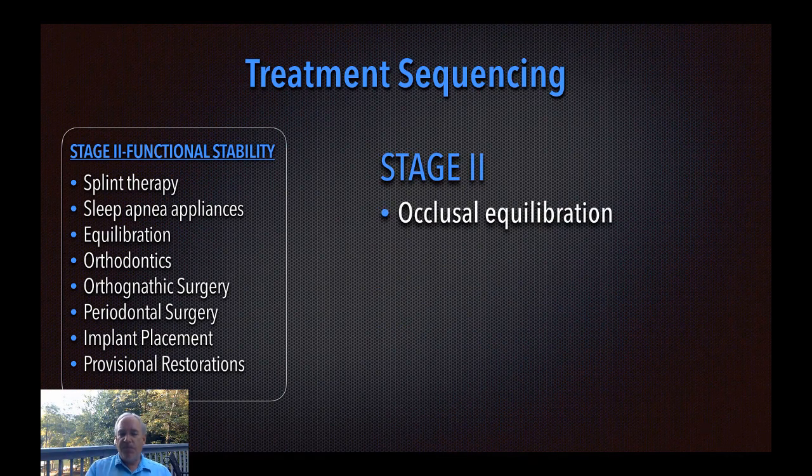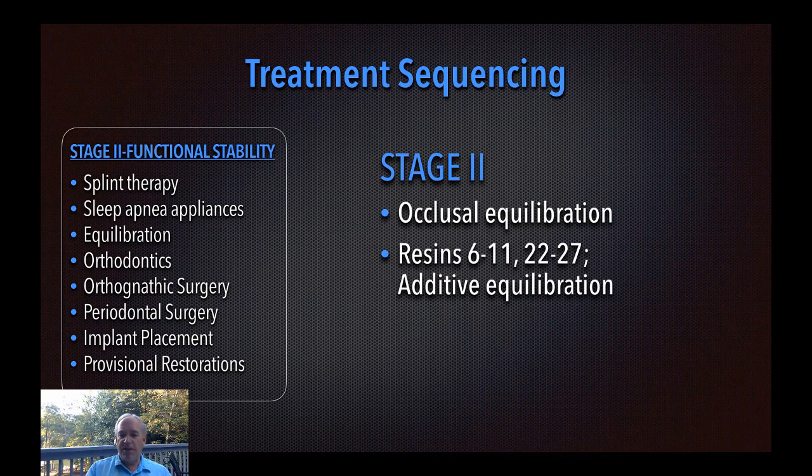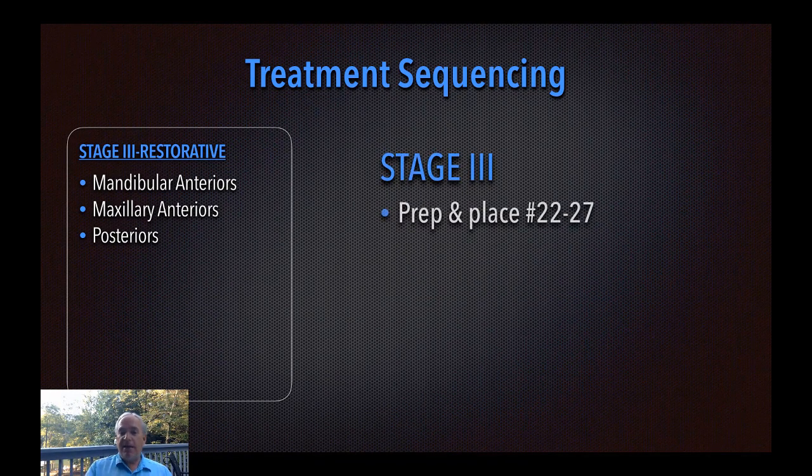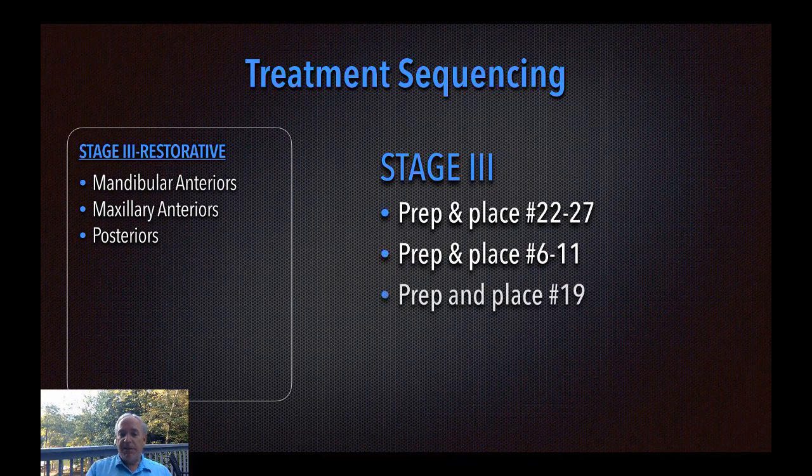In stage 2, we're going to be doing an occlusal equilibration along with resins on his anterior teeth, 6, 11, 22, and 27 by additive equilibration. And then as he is ready in stage 3, we can be doing some of the anterior work.